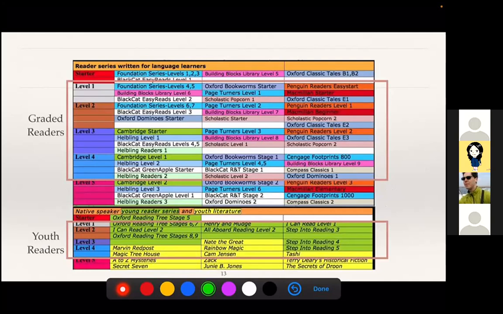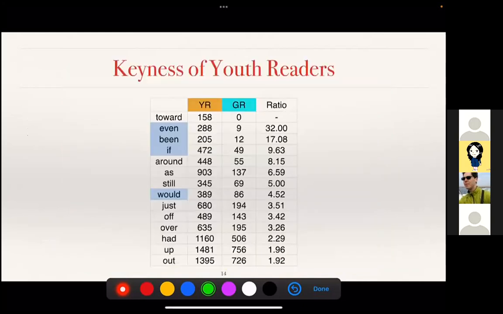I don't know if you can read the small letters, but when I said it's between level 1 to 4, these famous graded readers are included, and youth reader levels are determined separately, but somewhat compared and determined this way. So these readers are used for analysis.